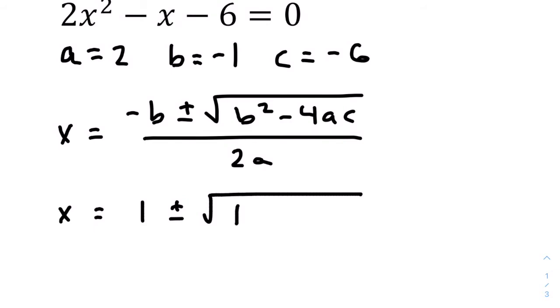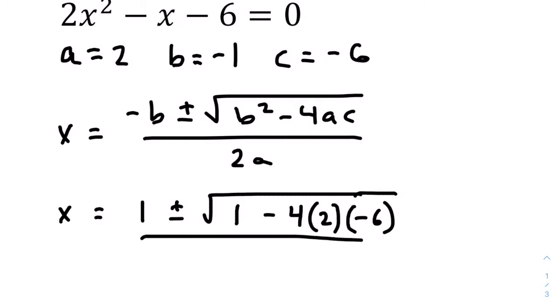And then we have minus 4 times 2 times -6. And then we divide the whole thing by 2 times 2 because our a is 2. I simplified some of the things right away, this one and this one, but I left the other ones just so we could see how those plug in. Now I'm going to simplify those two.